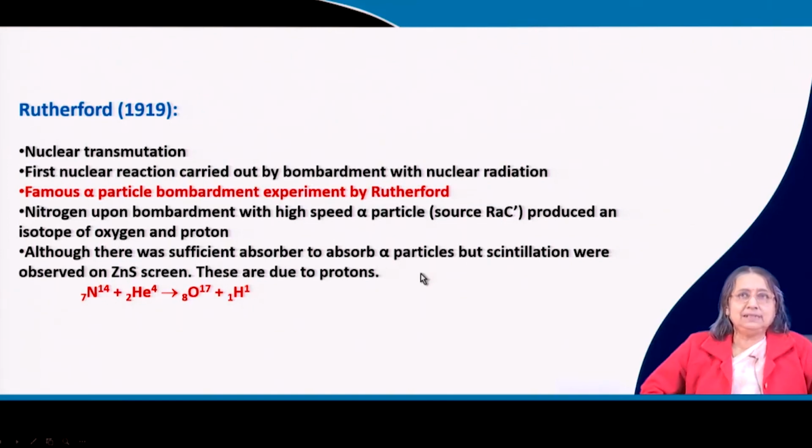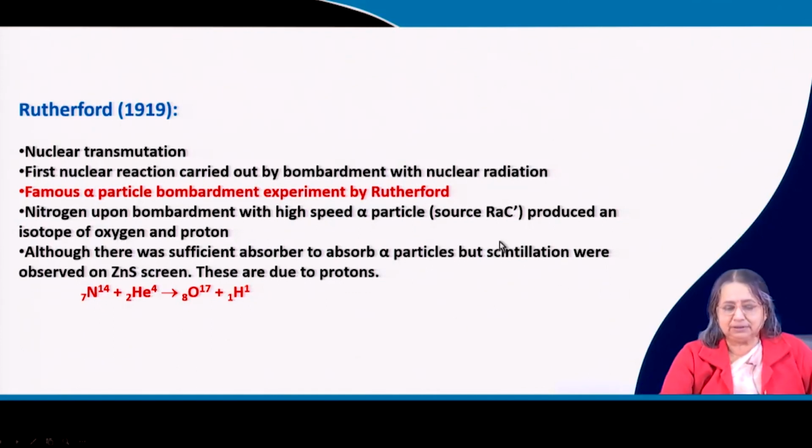So, you have seen the properties of alpha particles, that they can be easily stopped. Even if there are sufficient absorbers to absorb the alpha particles, he still observed scintillations, bright flashes, on the zinc sulphide screen. So, what is the reason for that scintillation or flash? These are due to the protons that are produced.